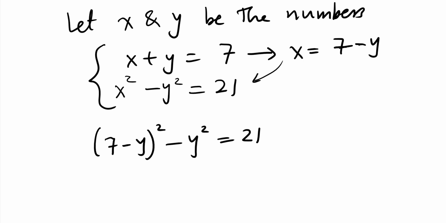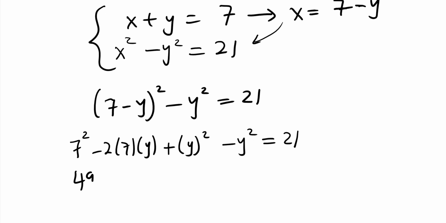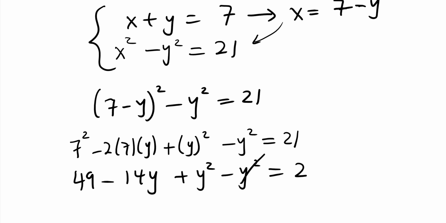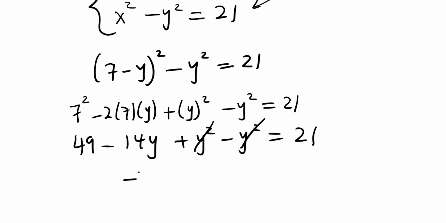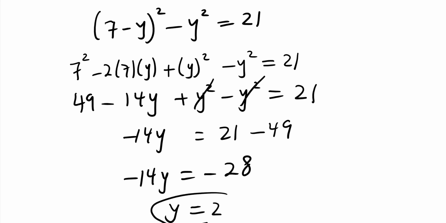Now we have to solve for y by expanding. This one here goes as using the (a minus b) squared formula that I reviewed earlier. It's a squared minus 2ab plus b squared, and keep the minus y squared here the same. So what do we get? 49 minus 14y plus y squared minus y squared is 21. This cancels out. So keep this the same. Subtract 49 on both sides. Negative 14y equals negative 28. So y is 2. We got y.